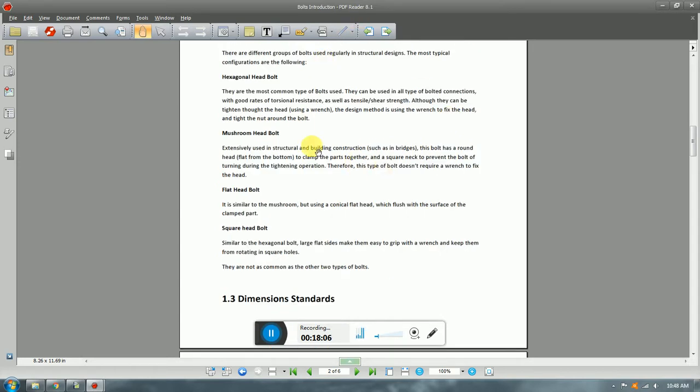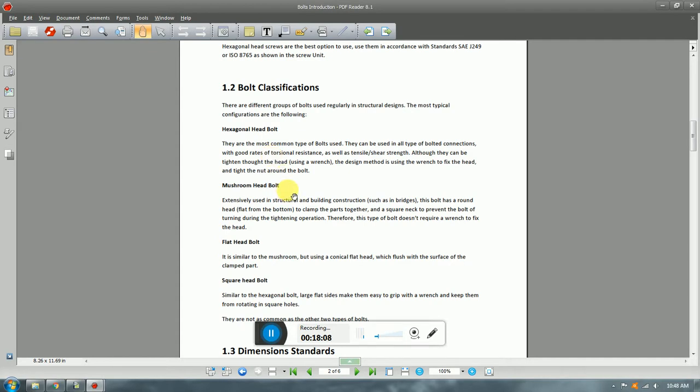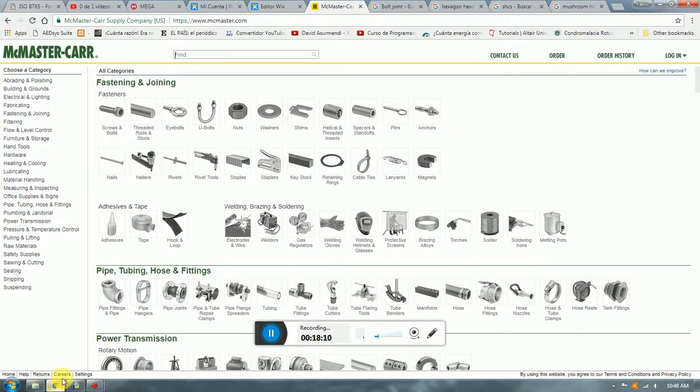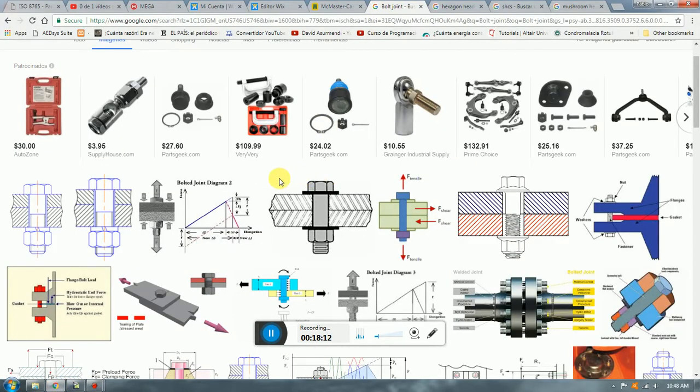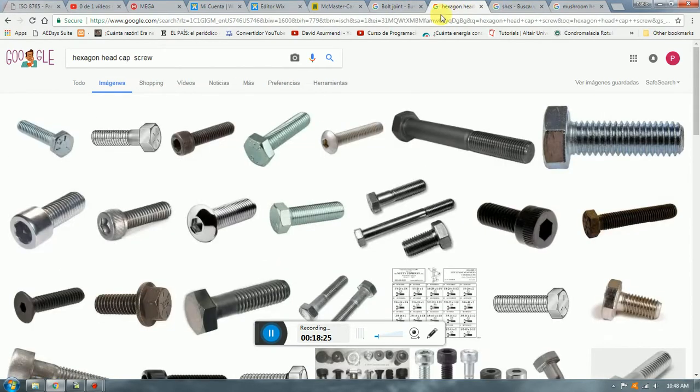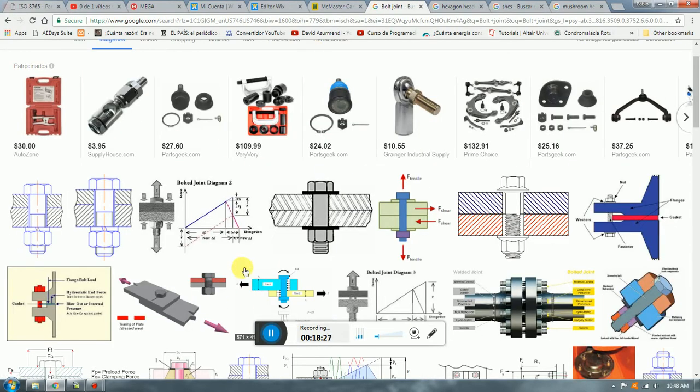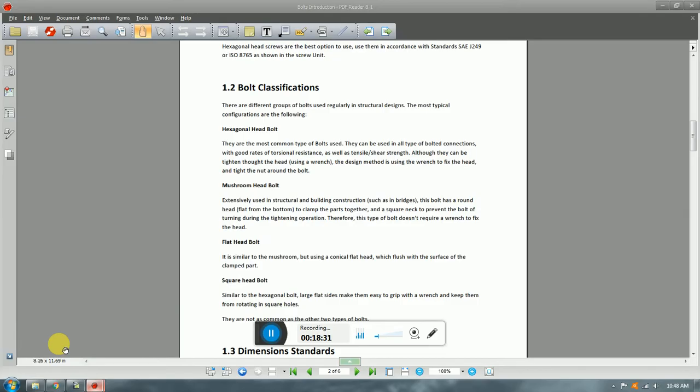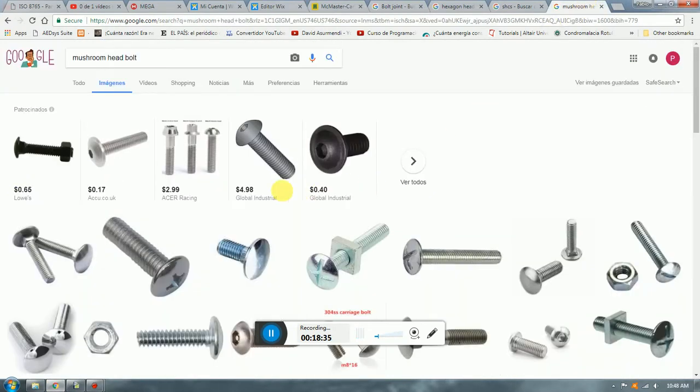The hexagonal or hexagon head bolt, which is the regular one, works fine. It's like this hexagonal type. You need 2 wrenches, one to fix the head, one to tie the nut, okay? And it's very similar to this type of screw that we were talking about, okay? But remember, different standards.